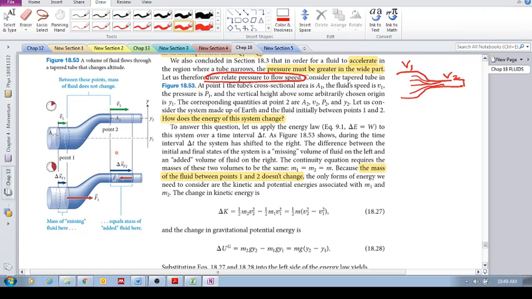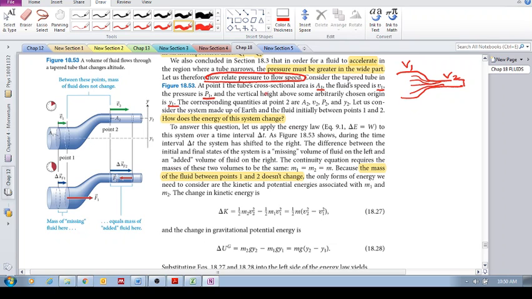We also consider a height difference. This point over here is at a certain height y1, and this point here is at a certain height y2. So we consider the area, the speed, the pressure at 1, and the height. We consider that for both of these, and the question now is, how does the energy of this system change? Remember, we want to relate pressure to the flow speed. How does pressure change the flow speed?